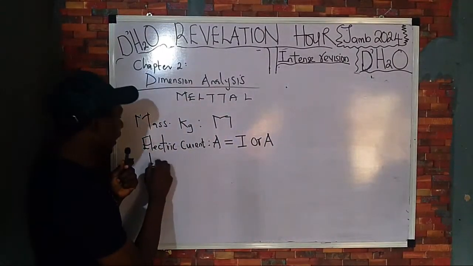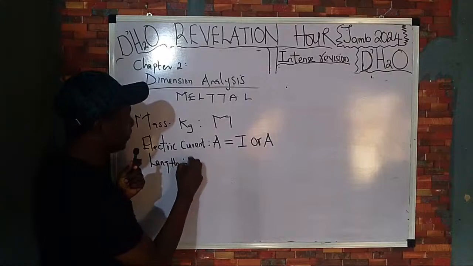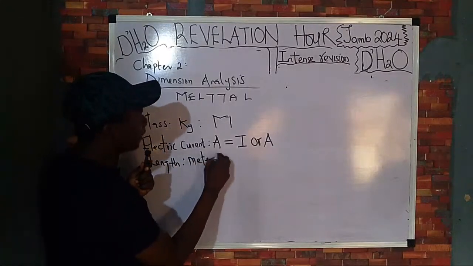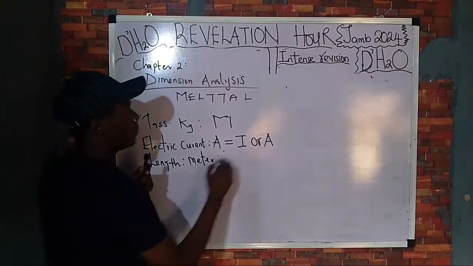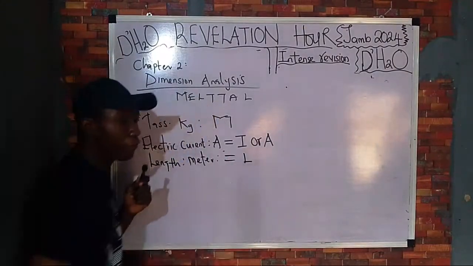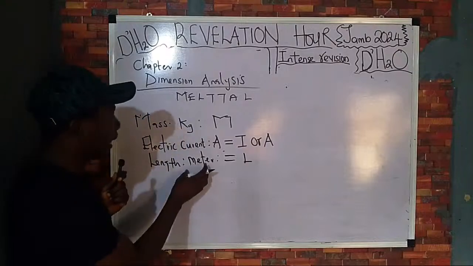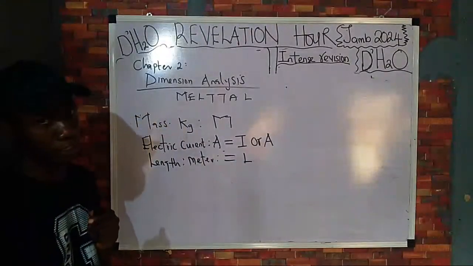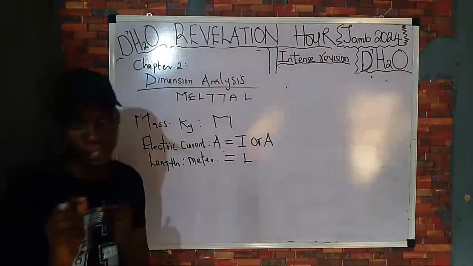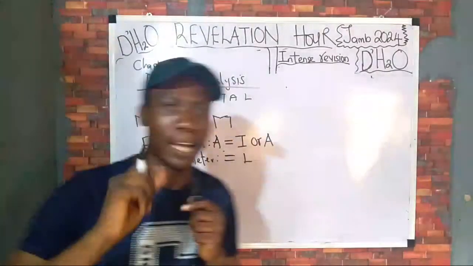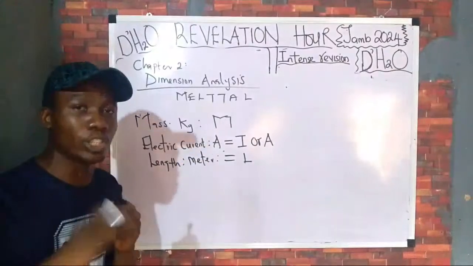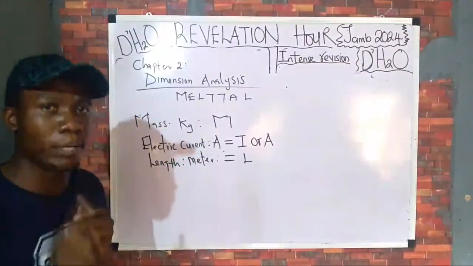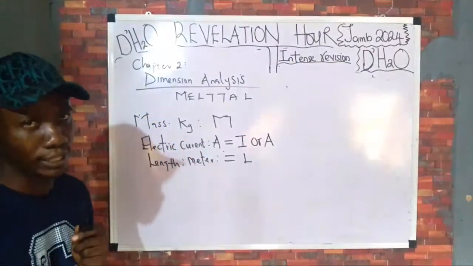Okay. Length is measured in meters and the dimension is L. For any quantity measured in meter, they have L as their dimension. So if it is breadth, it is L. If it is height, it is L. If it is distance, it is L. If it is displacement, because they are all measured in meter, the dimension will be what? L. Are you getting it?